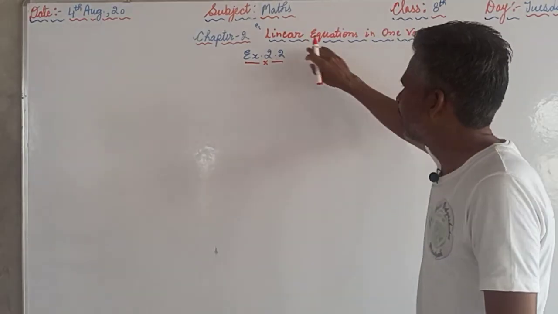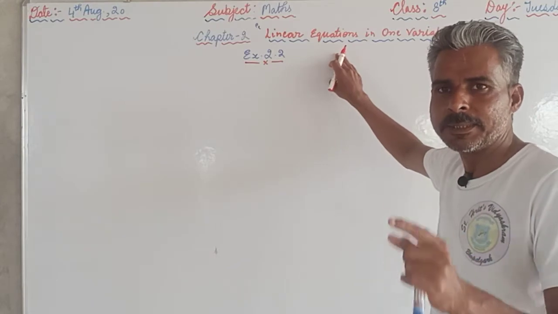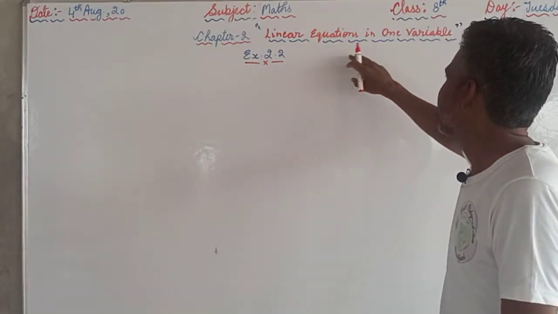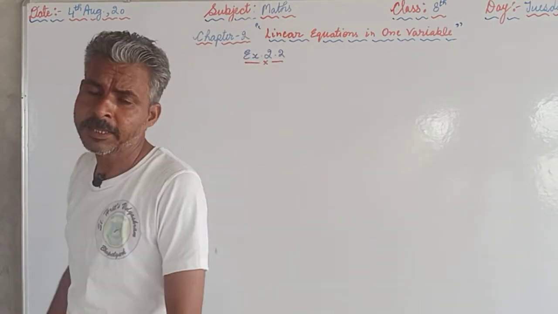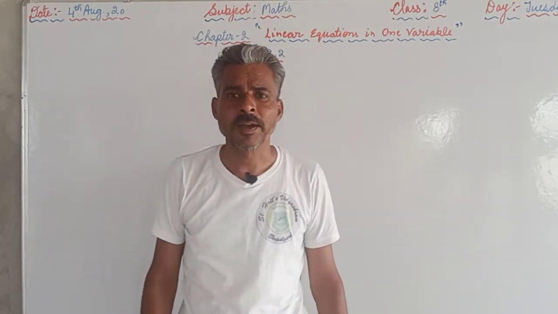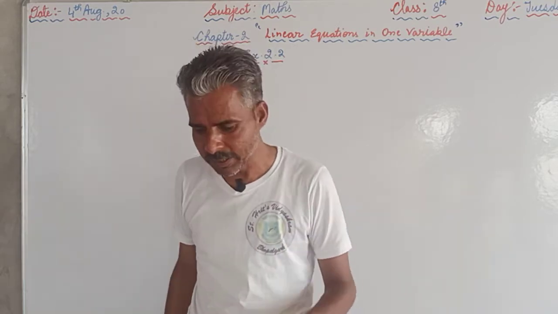Linear means the degree should be 1, equation means there should be a sign of equality, that is, an equals to sign should be there, and there should be one variable. One variable means one symbol should be there whose value we are supposed to find, whose value is not fixed, that value changes according to the conditions given in the question.